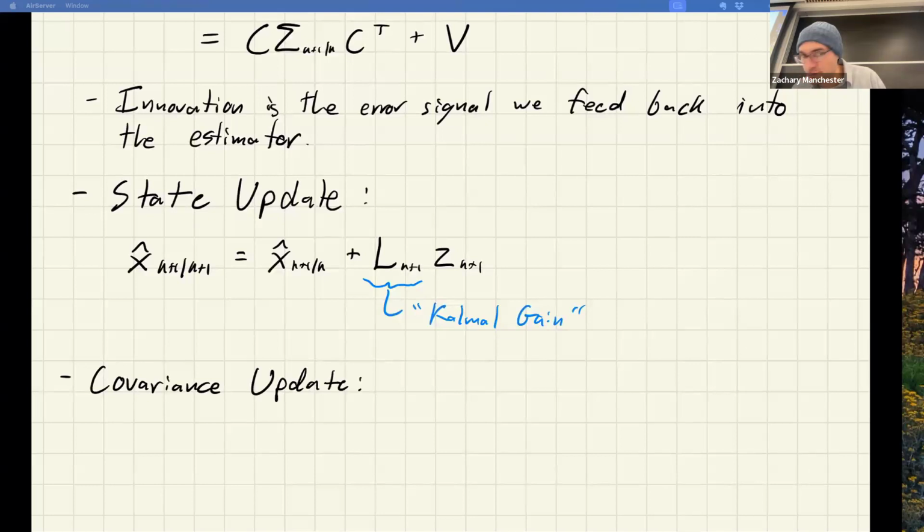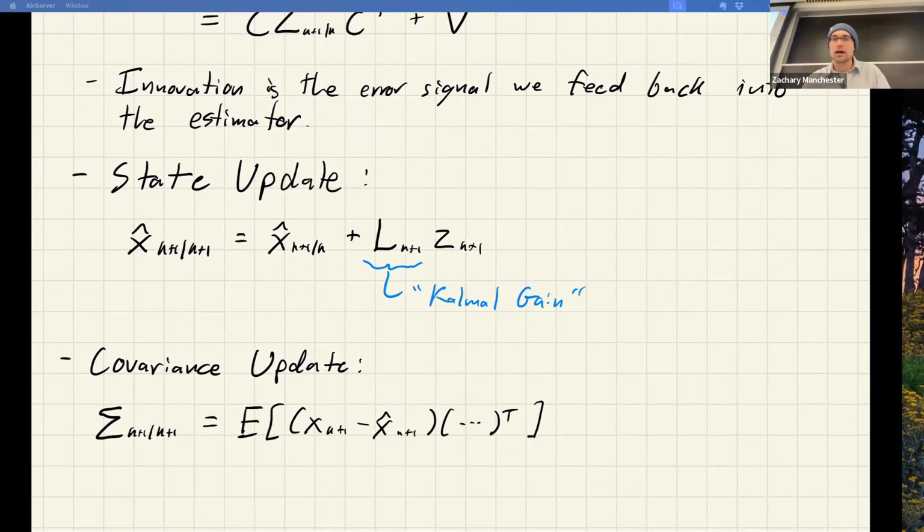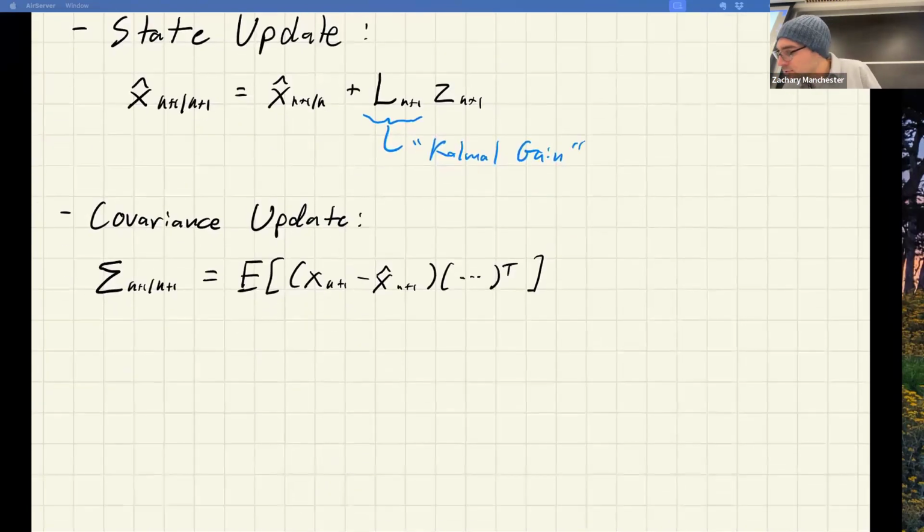Because remember, we also need to figure out what sigma k plus 1 given k plus 1 is. So to get to this, we're just going to go back to the definition and plug stuff in. So this is x k plus 1 minus x hat k plus 1 times that transposed. Now what I'm going to do is plug in this state update equation and expand it out.